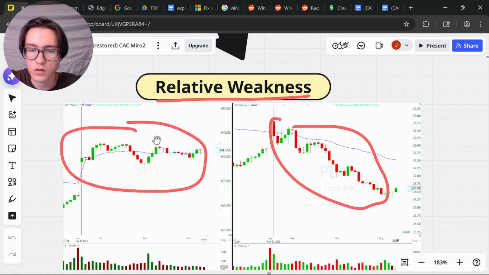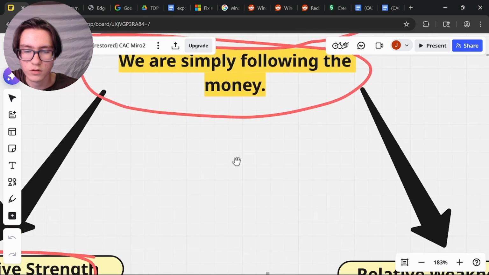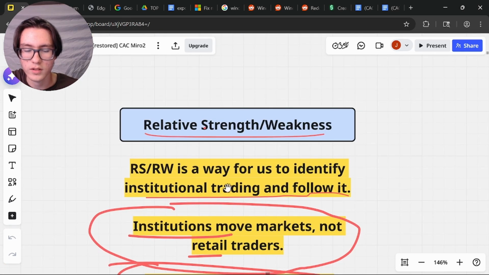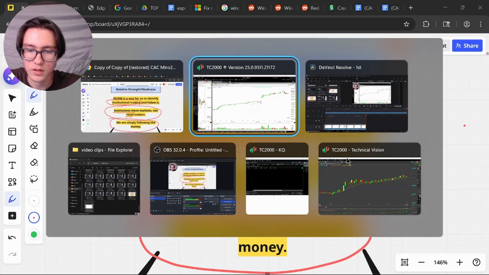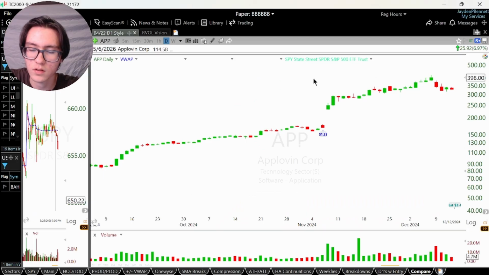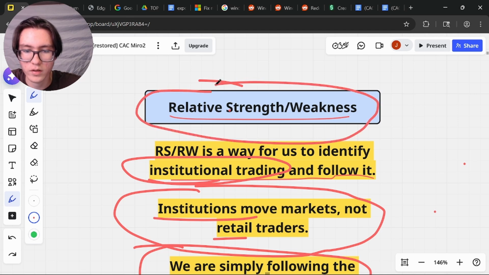So that's pretty much what RS and RW is. Instead of trading the market itself, we are going to trade stocks that have a clear trend driven by institutional trading. Like when you see a stock that has movement like this, it is caused by one thing and one thing only, and that is institutional trading. So to be profitable, you have to identify what the institutions are trading and follow it. And relative strength is the primary way of doing this.